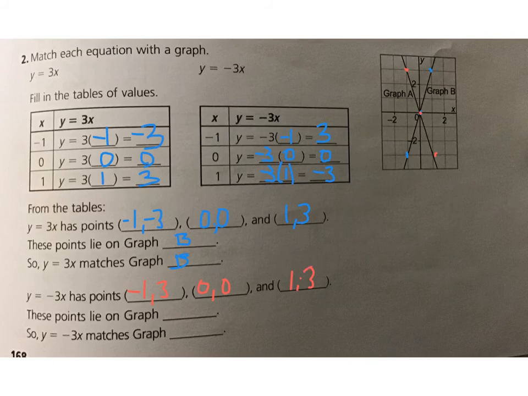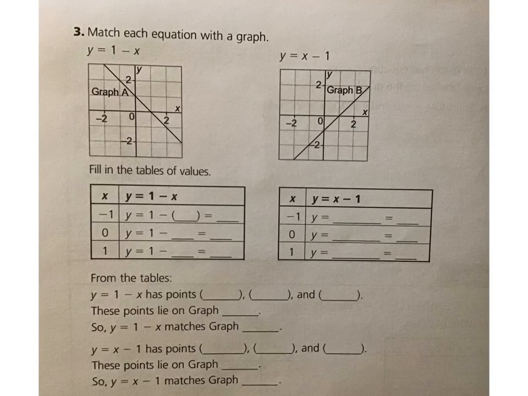So 0, 0 is on both, so that's why we always do more than one point, just so that we can make sure. So all these graphs, or lines, ended up being on graph A, so graph A would be the match. Okay, now we're doing some matching here as well with table of values.